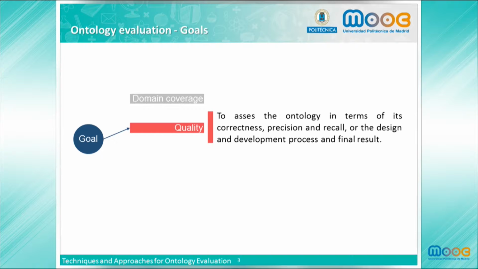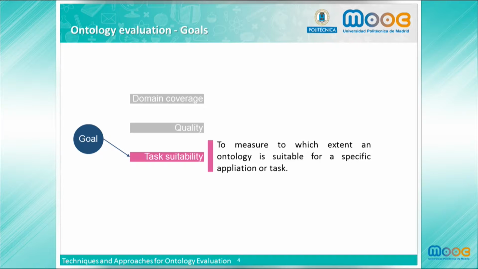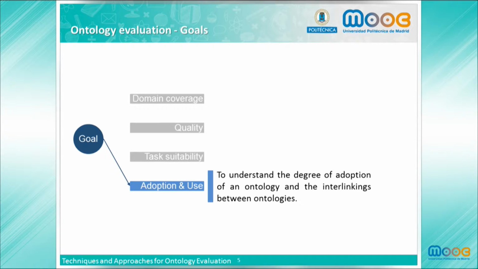Another goal might be to check the general quality of the ontology, for example, whether the ontology development process complies with ontology modeling best practices, or whether the ontology is modeled correctly. Another goal for ontology evaluation can be based on the suitability of the ontology for a given task, that is, to measure to which extent the ontology is fit for use in a specific application. Finally, one can be interested in the adoption and use of a given ontology.